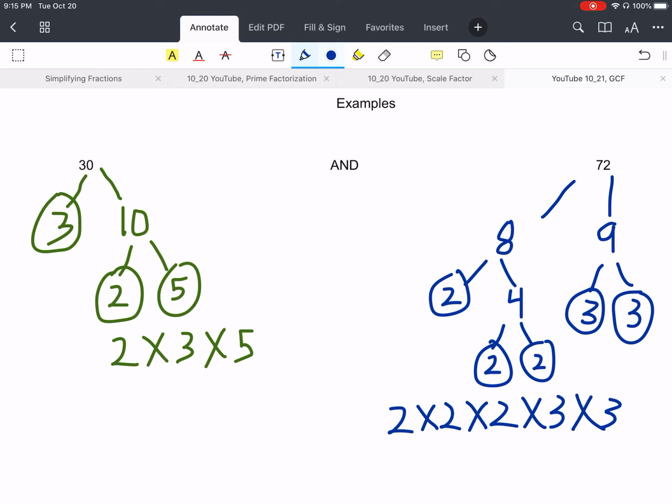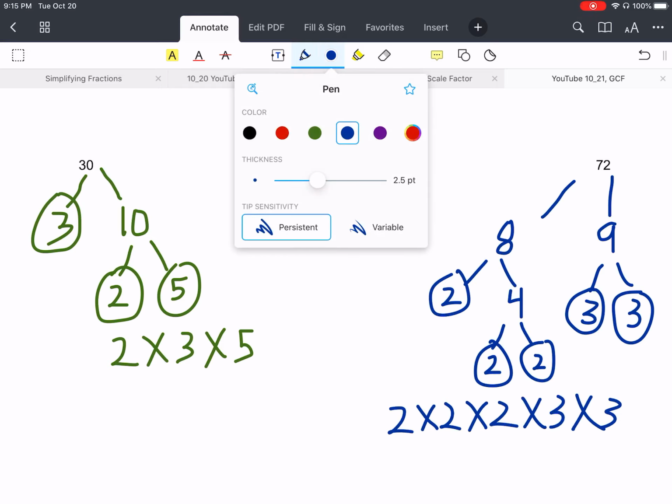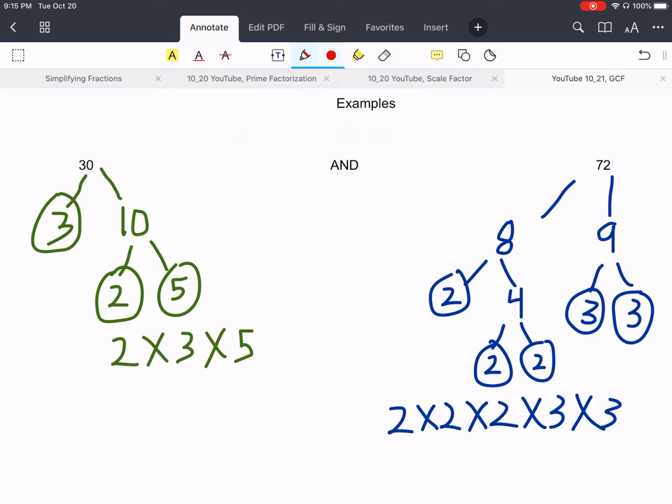So I have two factor trees. So I found the prime factorization of two different numbers. Here is the new part. What you are going to do is identify pairs of numbers. So you're going to look for numbers that are found in both factor trees, and each number can only be used once. For example, there is a 2 here, and we're going to pair that with this 2 here.